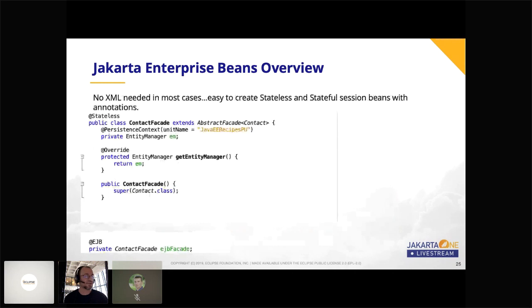So just about everything can be done with annotations now, and this really makes development using Jakarta Enterprise Beans much easier than the XML configurations we used to have to do in the past. One can utilize stateful and stateless annotations to generate stateful and stateless session beans, respectively. And EJBs can be injected into CDI beans using the EJB annotation. Service release 3.2.4 is included with Jakarta EE 8.